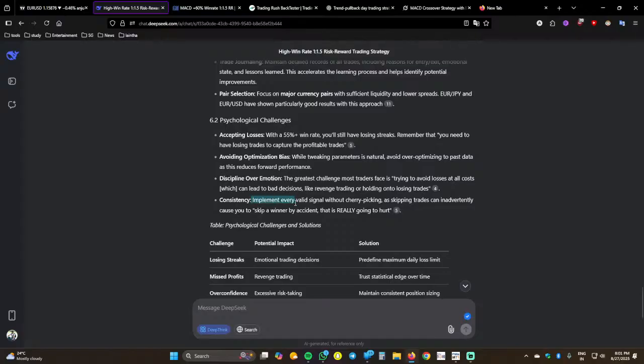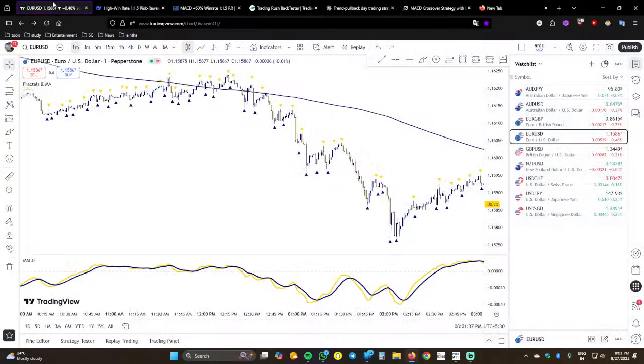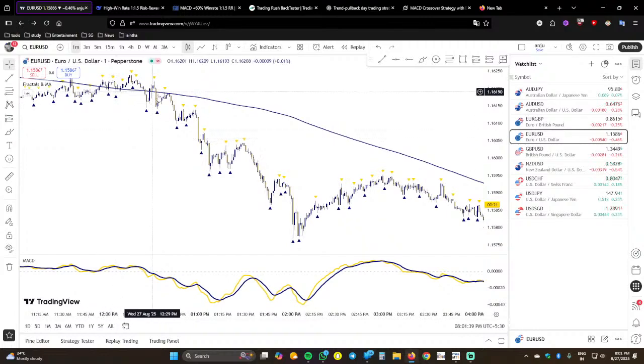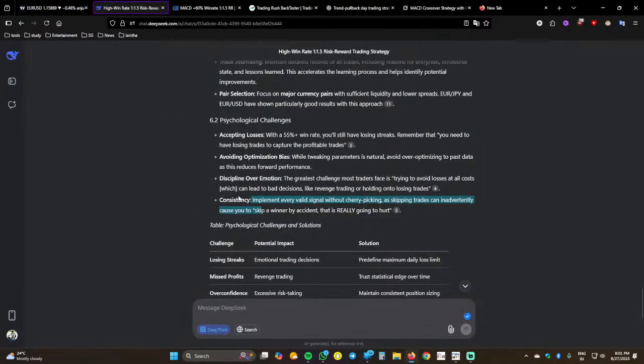Consistency. Implement every valid signal without cherry picking, as skipping trades can inadvertently cause you to skip a winner by accident. This is really going to hurt. Consistency is really important. What that also means is, suppose I took maybe 1, 2 or 3 trades and I lost all of them. Maybe I was going to get a winning streak if I was continuing.